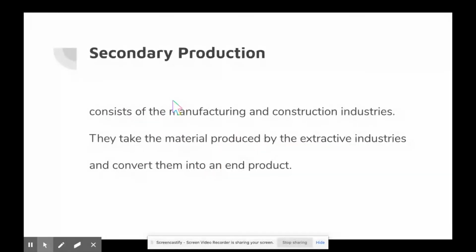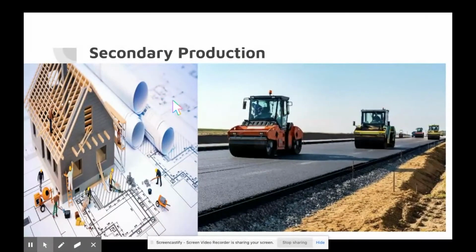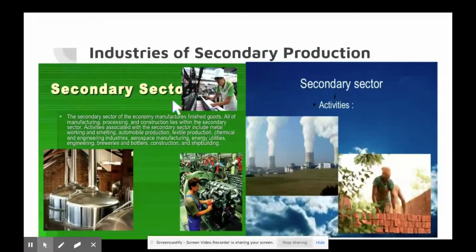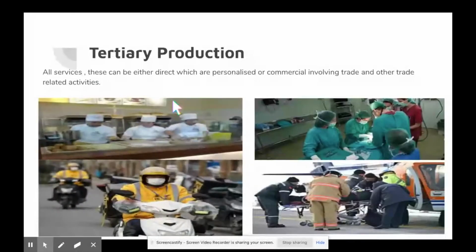Let us now look at secondary production, the second stage of production. The activity involves converting raw materials into finished goods. So the canning of the fish that we spoke about at the primary production is regarded as a secondary economic activity since it involves using raw material, the fish, to produce canned fish. Other examples of secondary production include baking, the refining of oil, the construction of buildings, roads, and bridges.